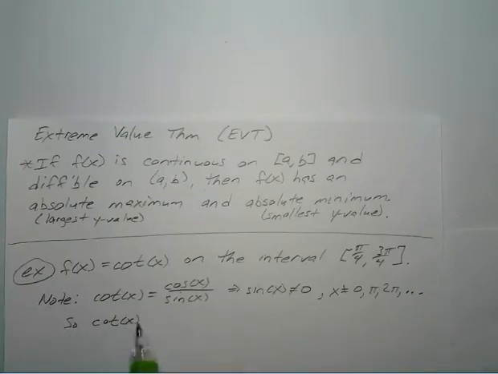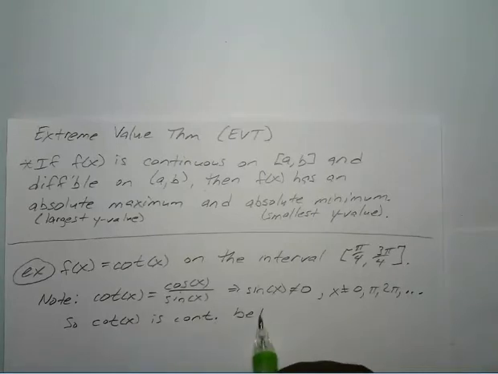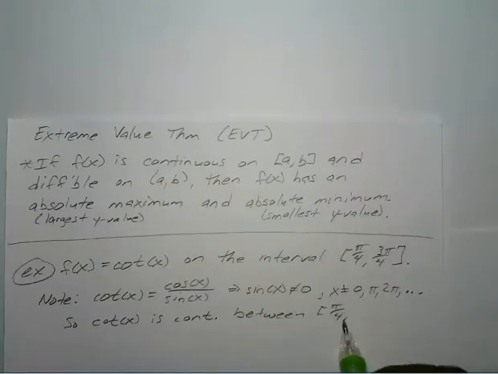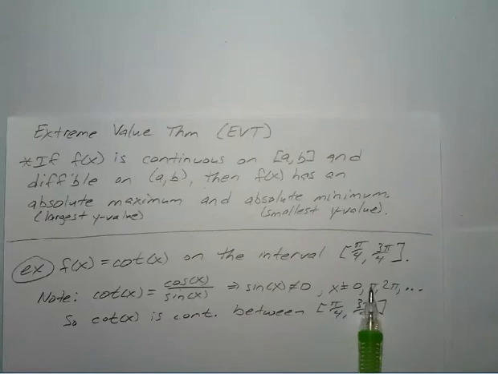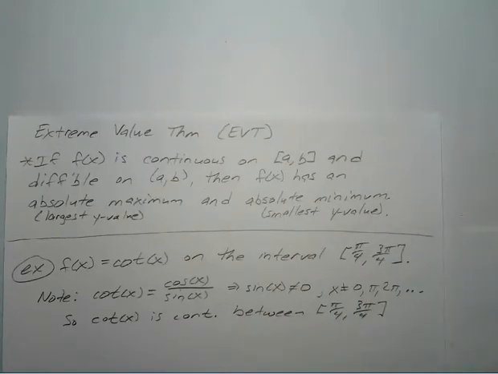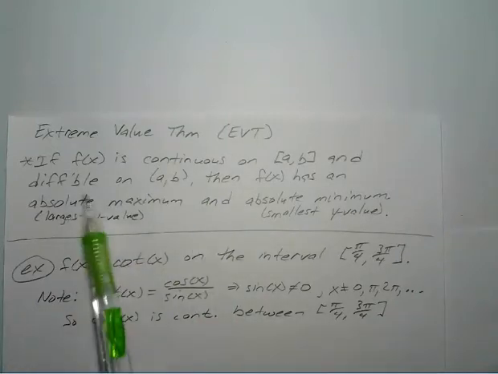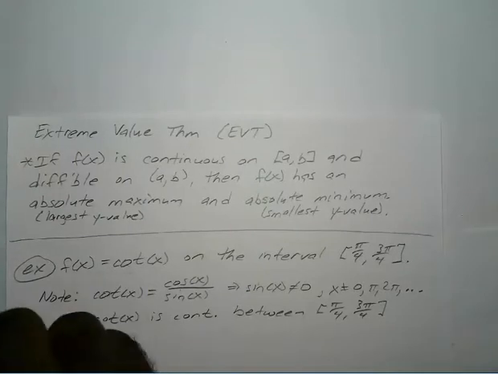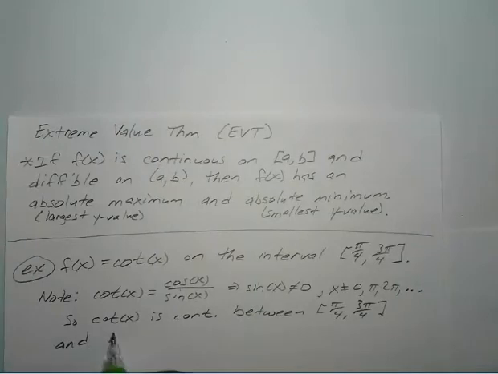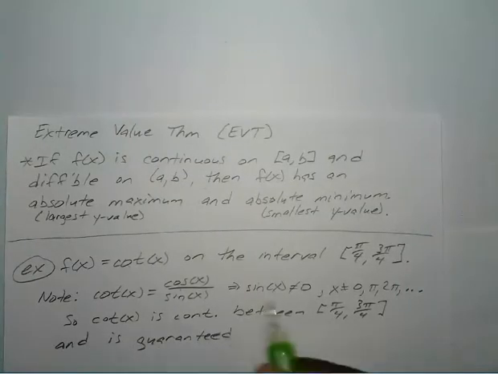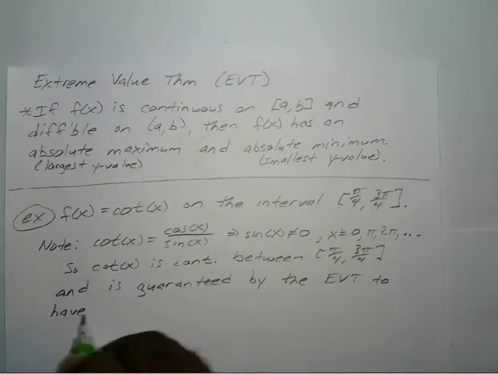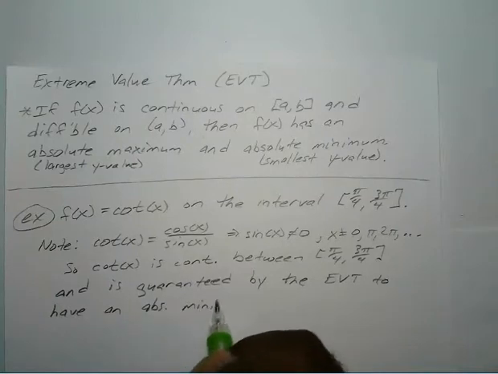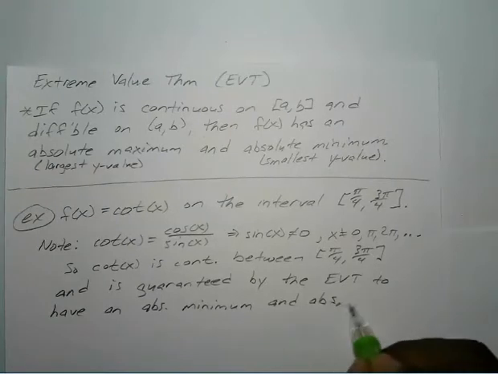So cotangent of x is continuous between pi over 4 and 3 pi over 4. Okay, because pi over 4 is bigger than 0 and 3 pi over 4 is less than pi. So it's between those two. Alright, so since it's continuous and differentiable on that interval, we know that it's guaranteed by the extreme value theorem to have an absolute minimum and absolute maximum.